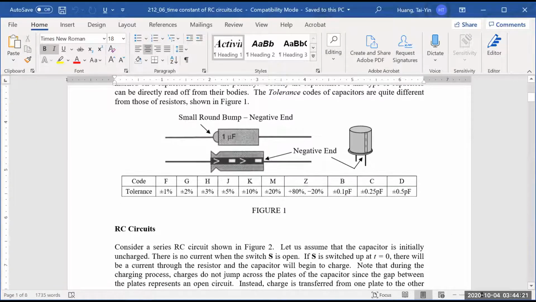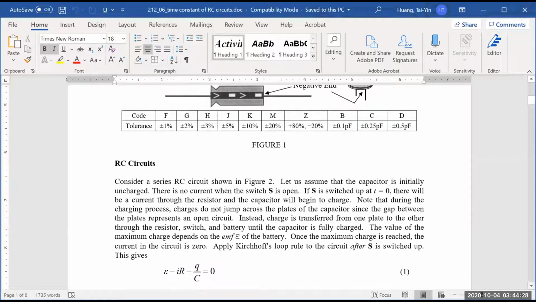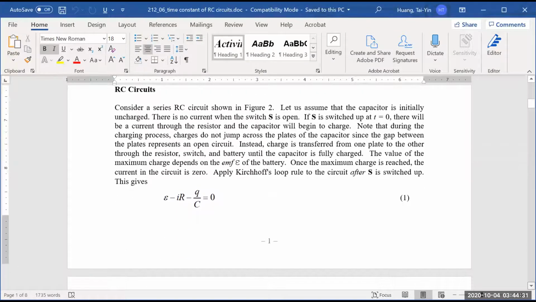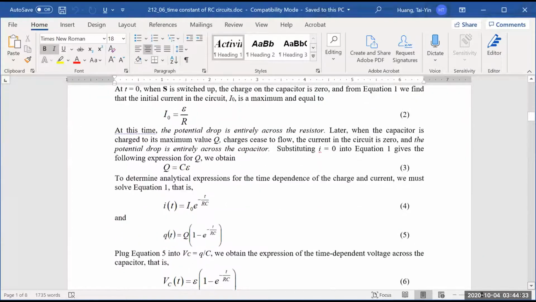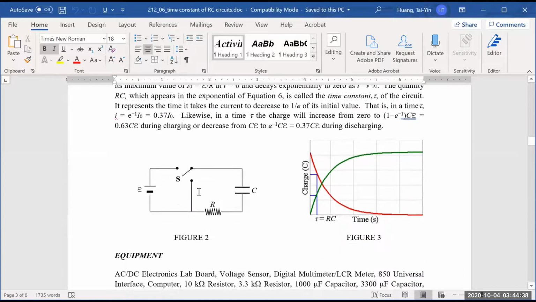Okay, all right. So for an RC circuit, basically you have a resistor, you have a capacitor, and you're going to connect them in series. So the diagram will look like this. So you have an RC circuit. This is the symbol for resistor and this is the symbol for capacitor. It comes with the capacitance and this is the resistor. So the resistor is the one that dissipates energy and the capacitor is the one that can store electrical energy. And this is the switch and this is the battery.